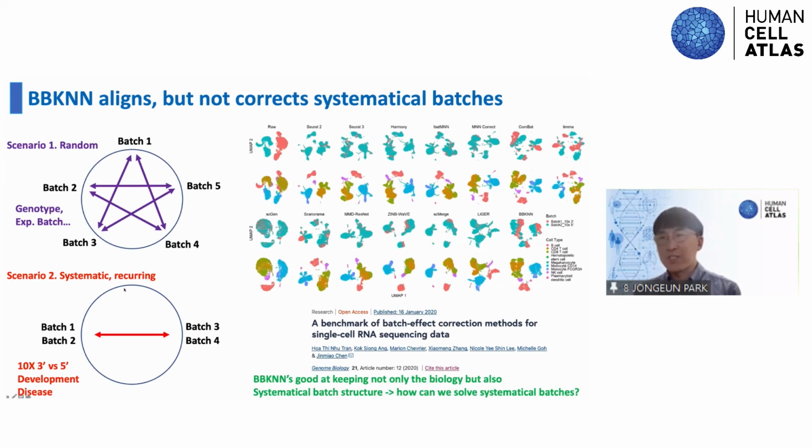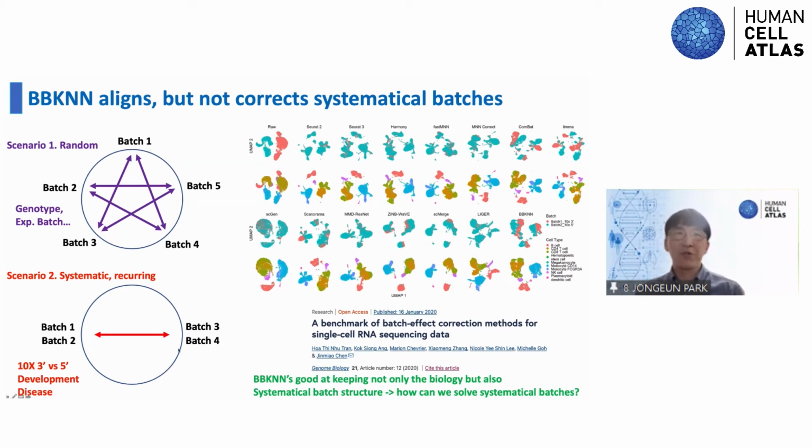So BBKNN was quite useful by efficiently connecting the random batches, but I haven't mentioned the systematic batches. And actually, when you have systematic batches in the BBKNN process, where you just connect things at the graph and keep the distances, you can see that these batch differences will reinforce each other as you put in more and more of these batches.